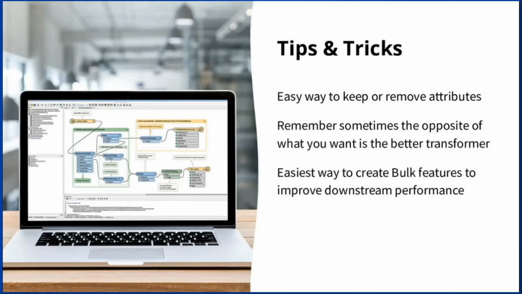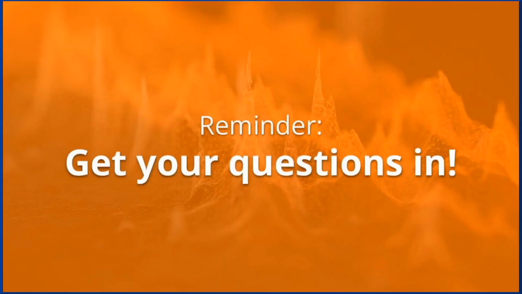So yeah, again, just to recap, the attribute remover and keeper are an easy way to keep or remove attributes, including lists. And remember, sometimes the opposite transformer is what you want in terms of a better user experience. And then the easiest way to create bulk features can be done with the attribute keeper to improve any downstream performance. I will now pass it over to Chris. All right. Thank you, Trent.